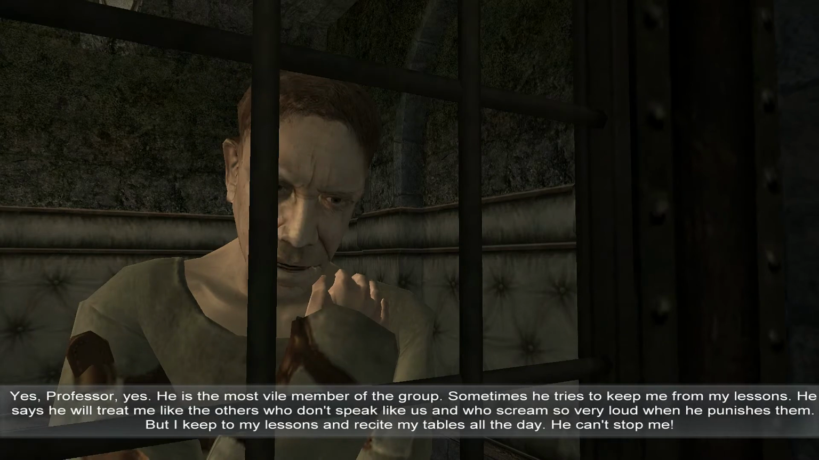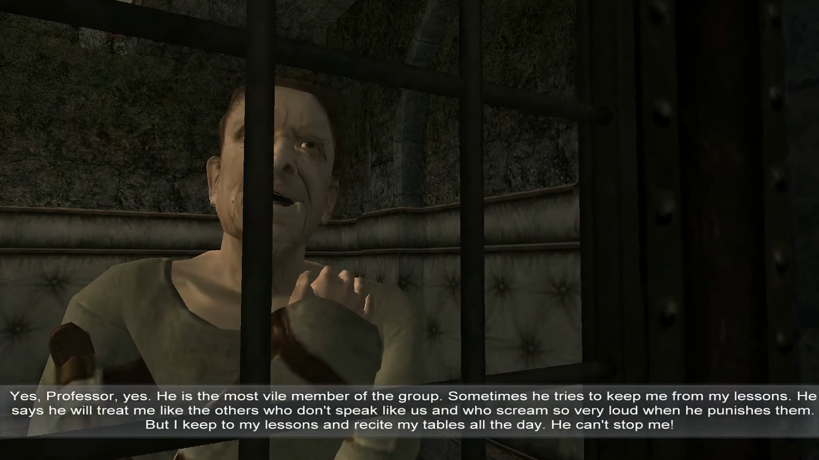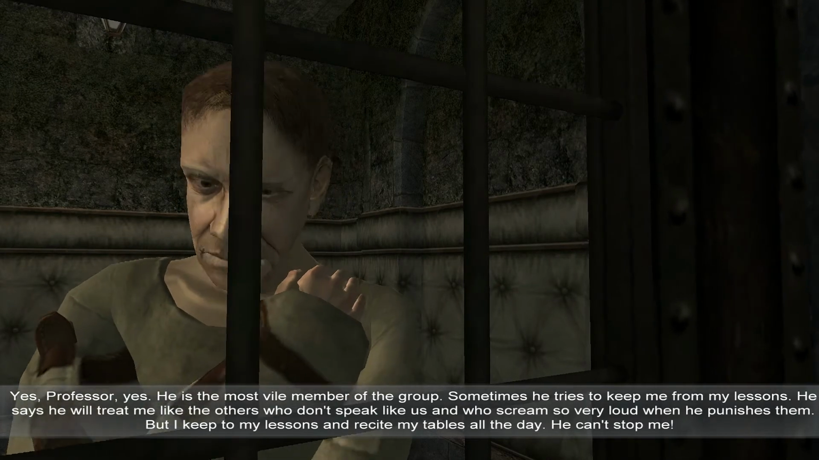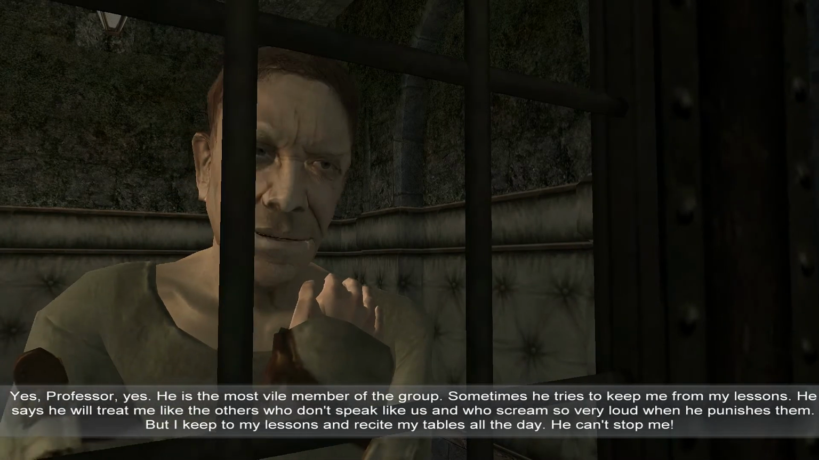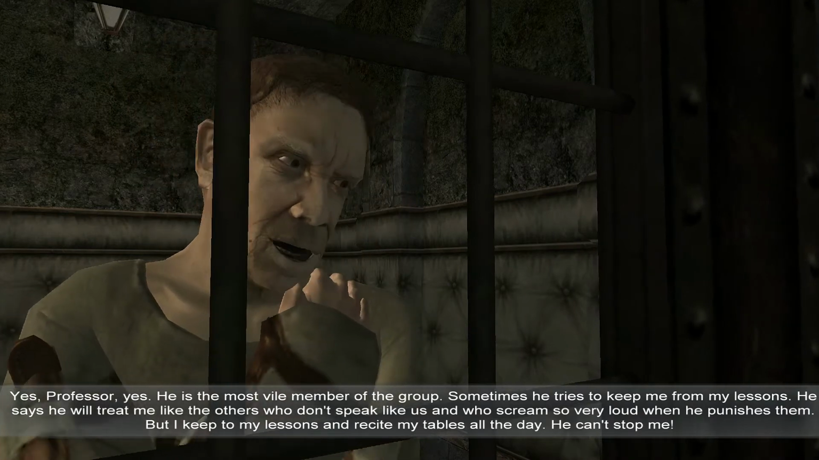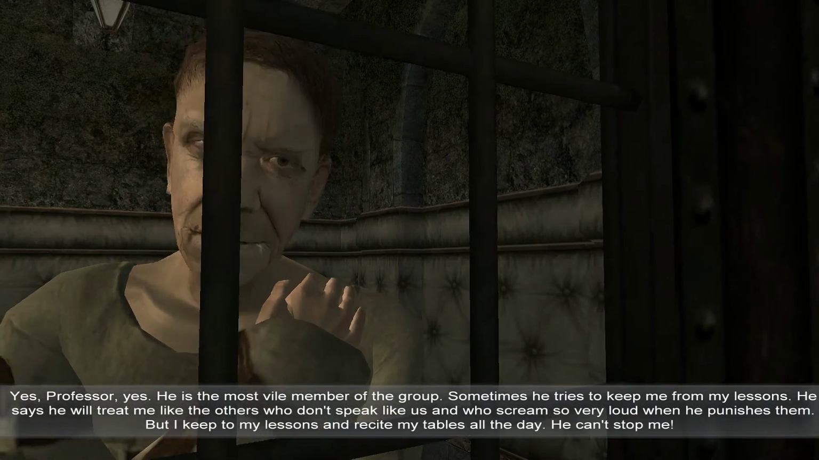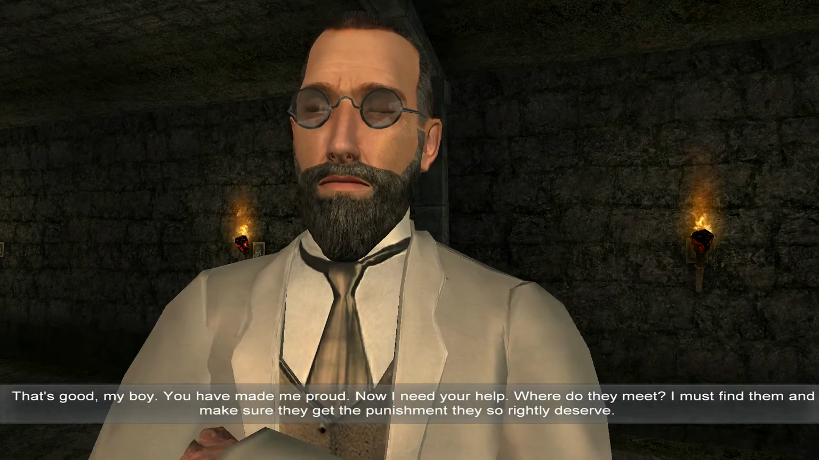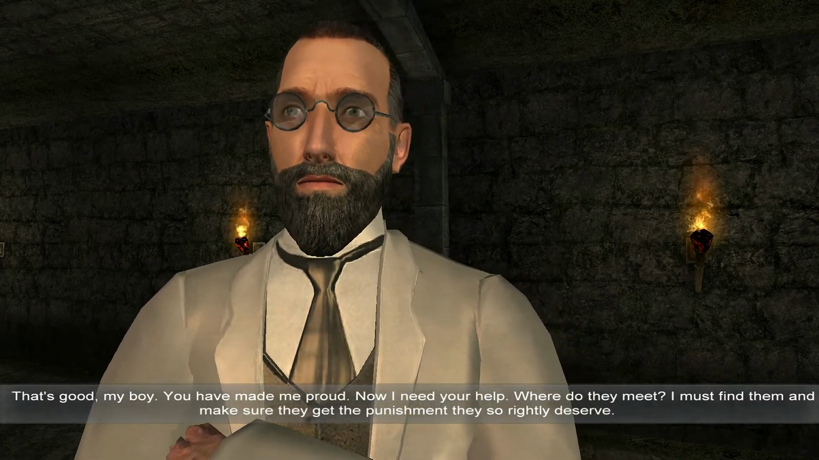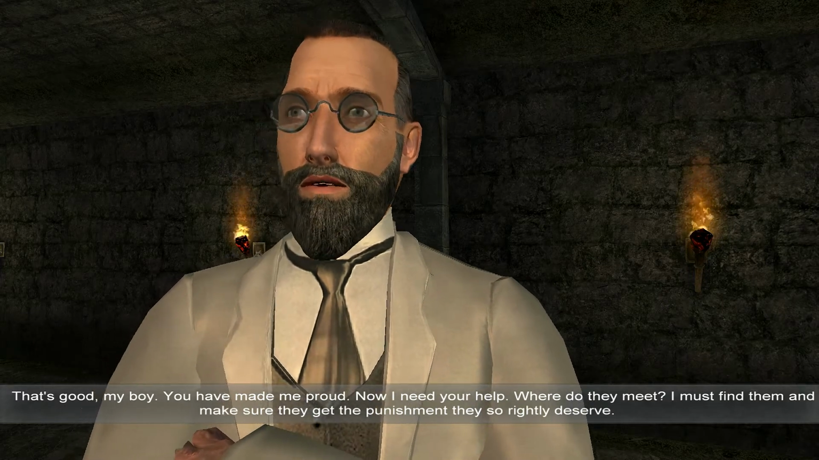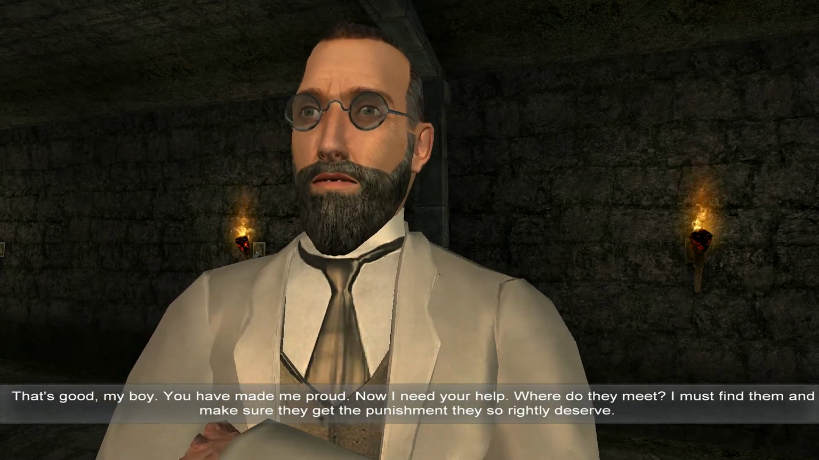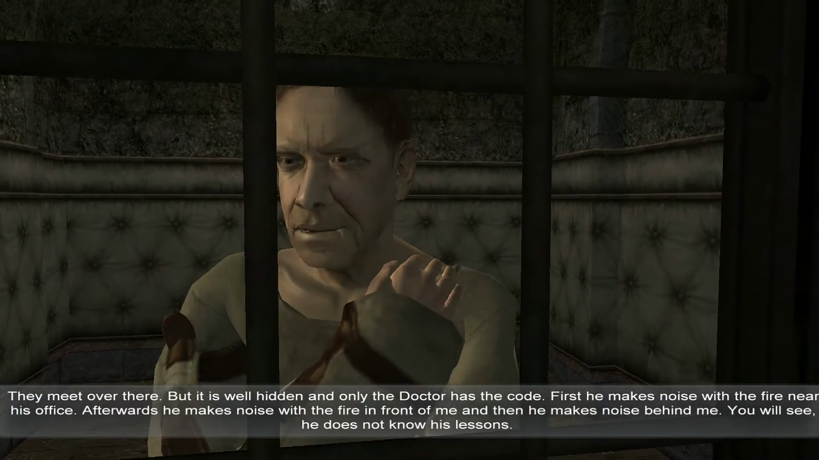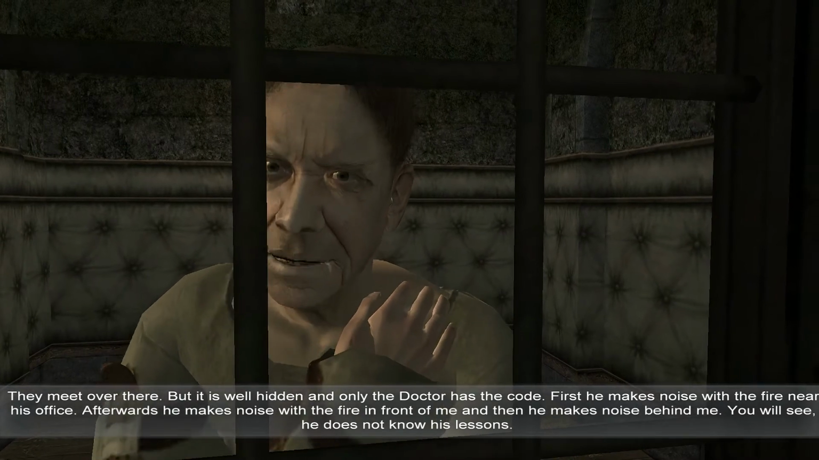Sometimes he tries to keep me from my lessons. He says he will treat me like the others who don't speak like us and who scream so very loud when he punishes them. But I keep to my lessons and recite my tables all the day. He can't stop me. That's good, my boy. You have made me proud. Now, I need your help. Where do they meet? I must find them and make sure they get the punishment they so rightly deserve. They meet over there. Over there? But it is well hidden, and only the doctor has the code.